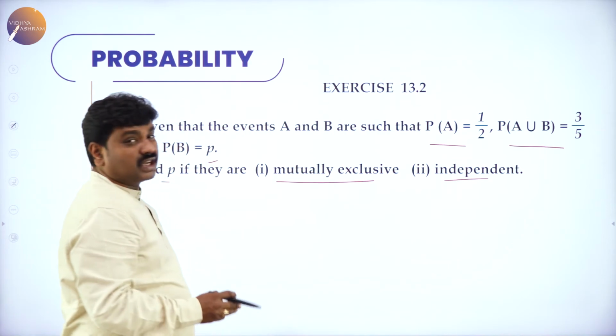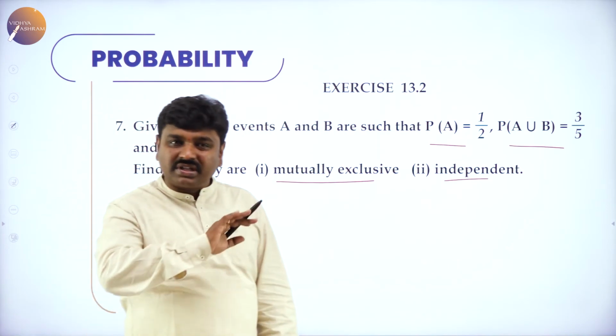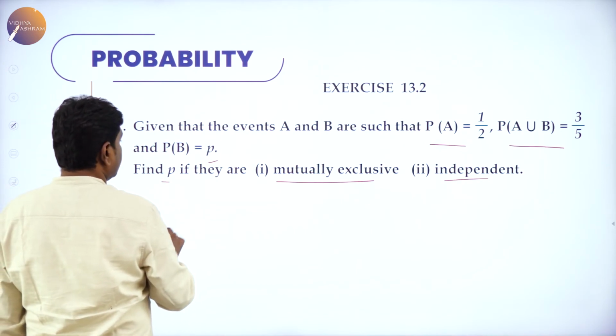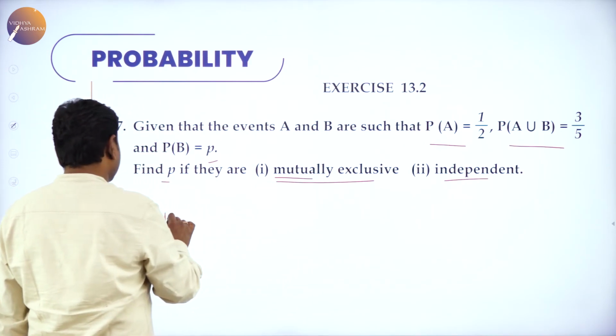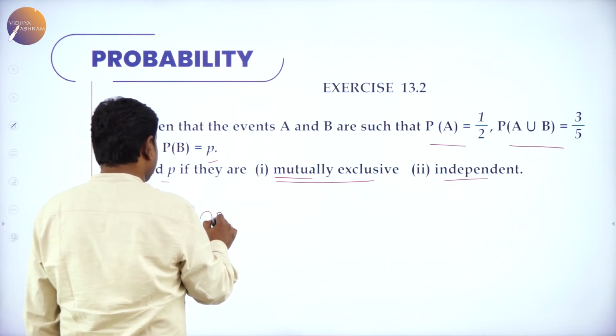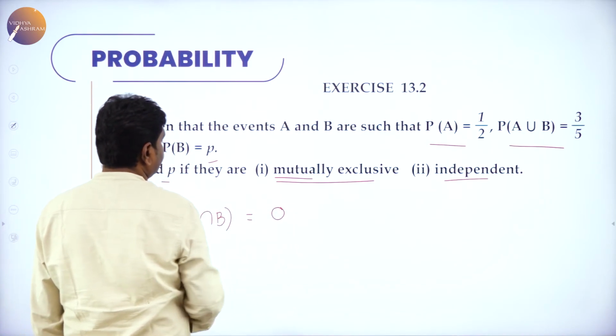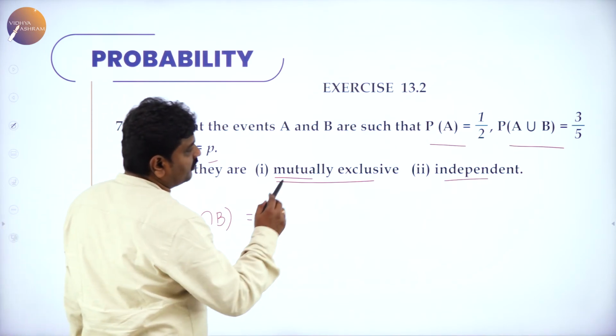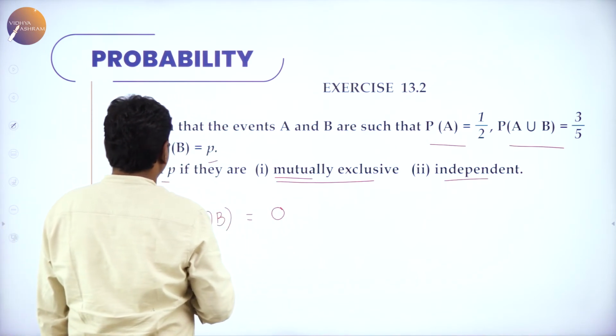Dear students, if two events are mutually exclusive, then they'll not have common elements. So case 1 I'll take. Case 1, mutually exclusive. So P of A intersection B is exactly equal to 0. Why? Because they are mutually exclusive. They give P of A and P of A union B, and also P of B.